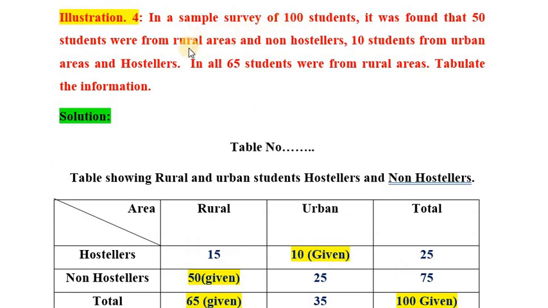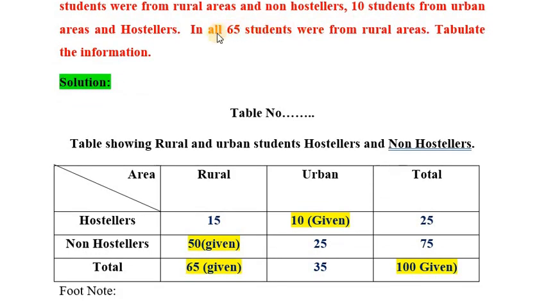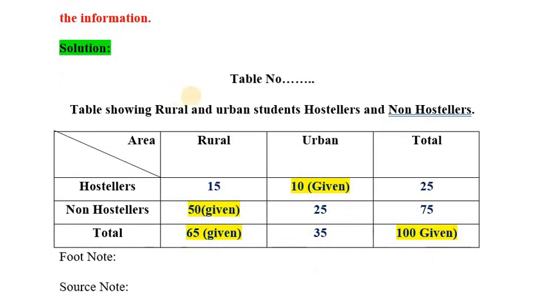The first variable I have identified here is the area, and the second variable is the students' inhabitants. That is, students stay in the hostel and don't stay in the hostel. Let me put these two variables under the suitable caption and stub. Here I have taken area as the caption and inhabitants as the stub.